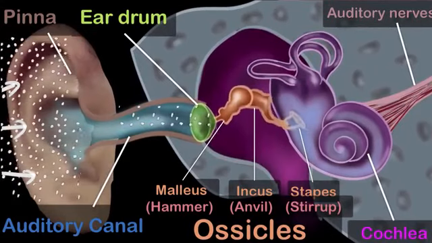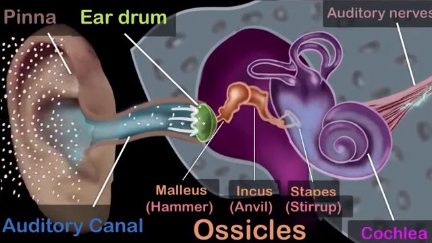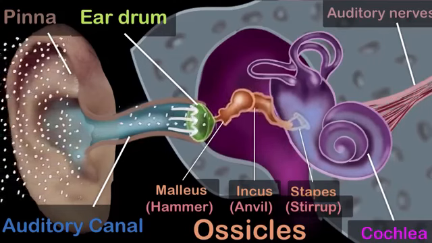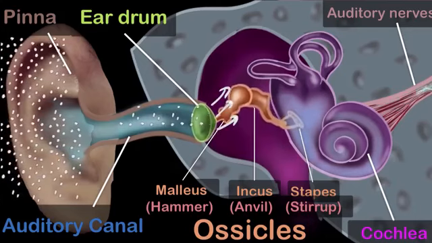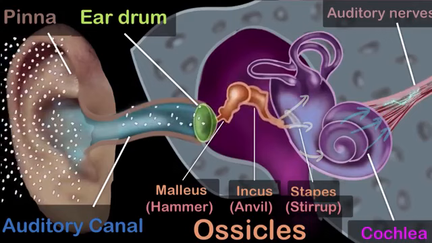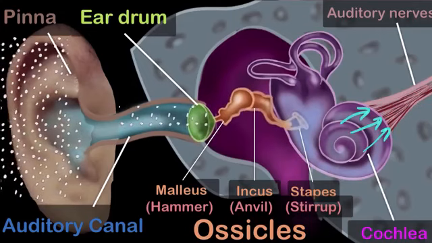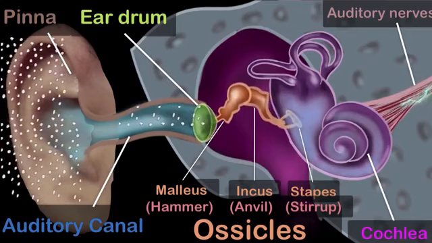And so, to summarize, the outer ear collects the sound waves through the pinna and directs them to the eardrum. The three ossicle bones of the middle ear amplify these sound waves, transferring it into the cochlea, and the cochlea converts the back and forth vibrations of the particles into electrical signals and sends it to our brain.